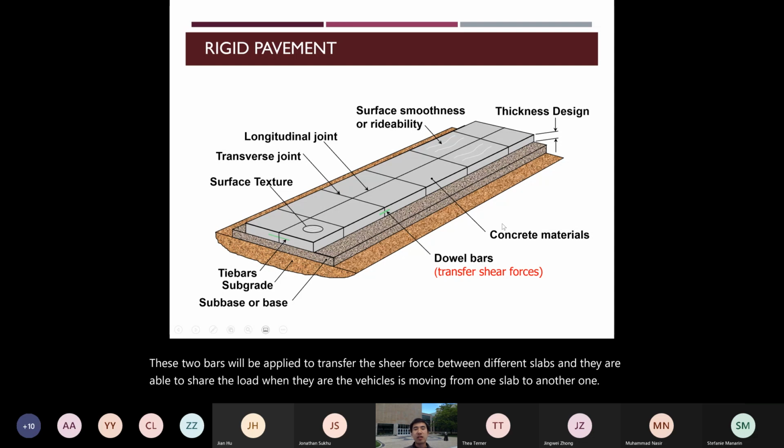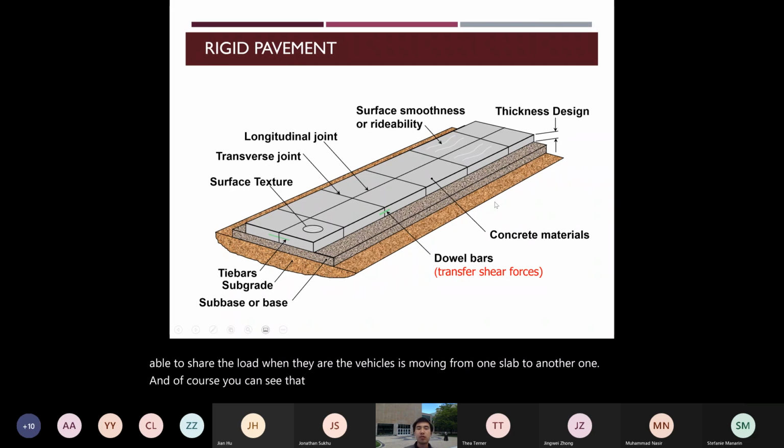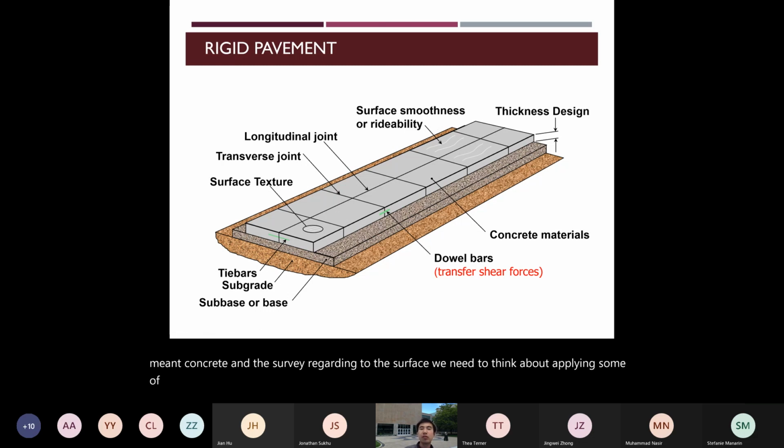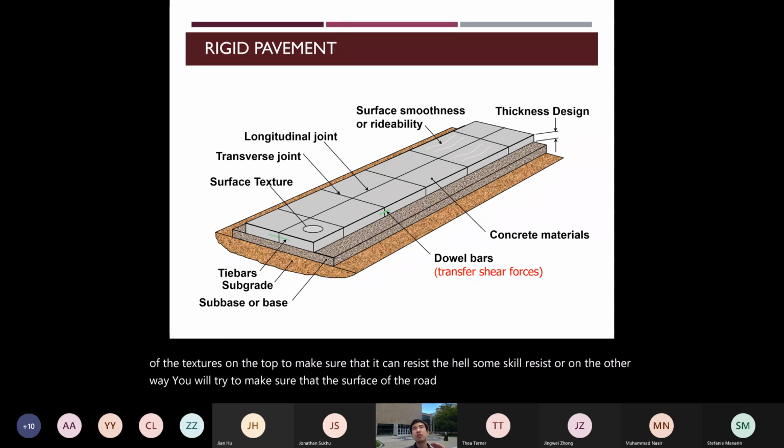And of course, you can see that for the rigid pavement, the material is Portland cement concrete, and regarding the surface, we need to think about applying some textures on the top to make sure that it can have some skid resistance, or on the other hand, you will try to make sure that the surface of the road is smooth enough and reduce the noise caused when the vehicle is driving on the road.